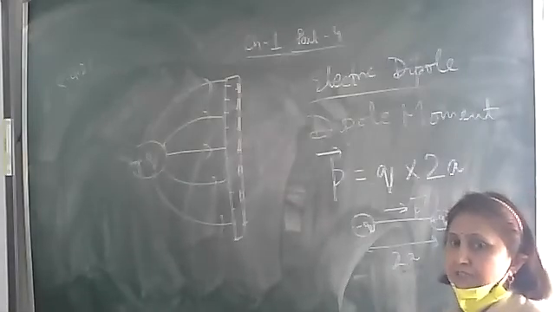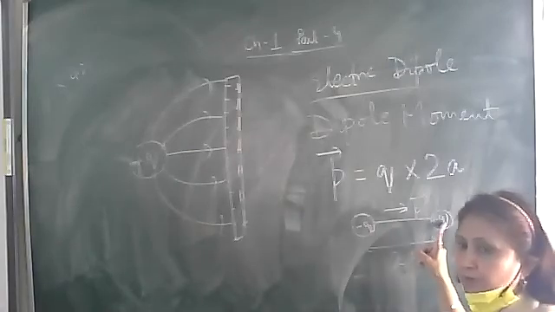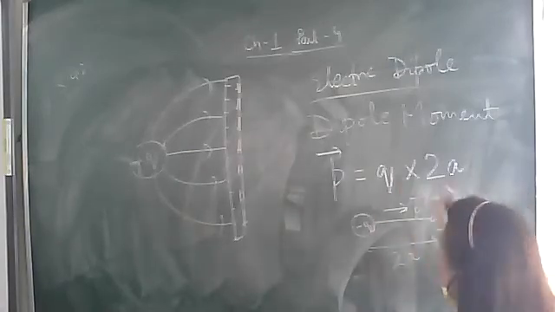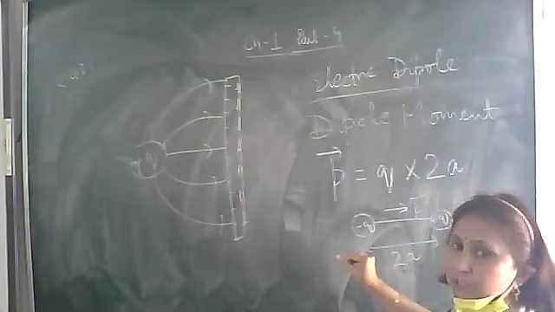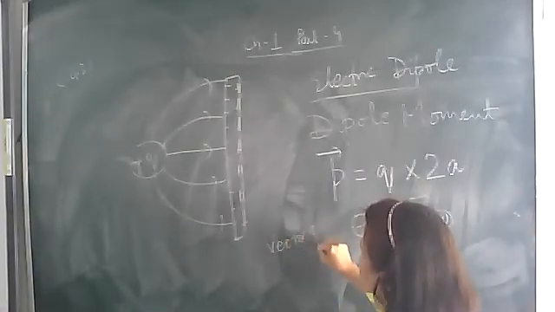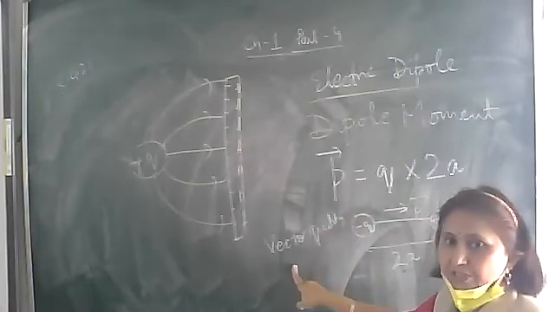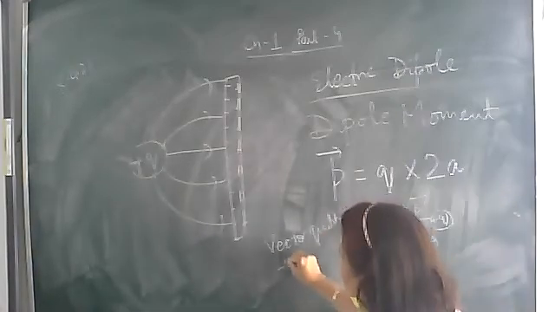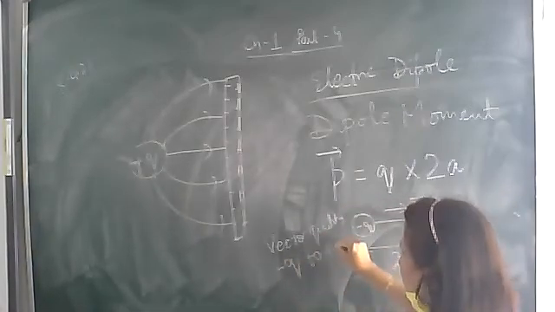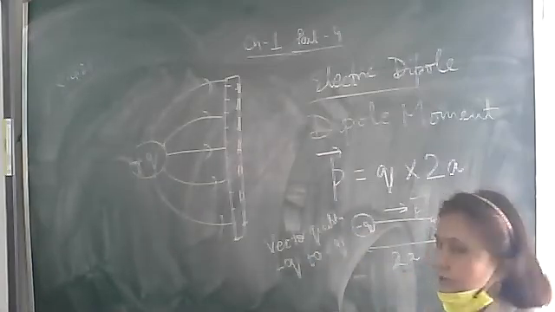Electric lines of force travel from the positive to the negative charge, but the dipole moment is from minus q to plus q. So p is a vector quantity, and whenever you write any quantity to be a vector, you have to mention its direction. Direction from minus q to plus q.